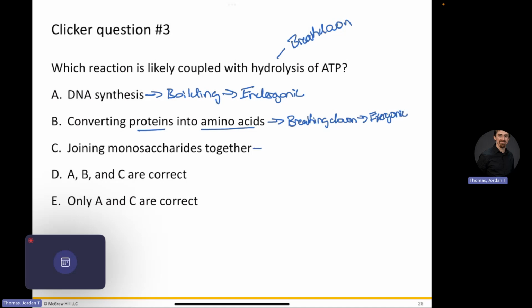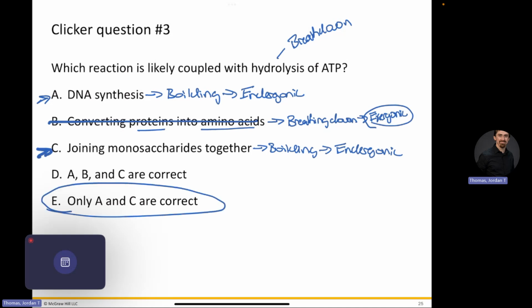If we're joining something together, we are building. And if we're building, again, that's endergonic. Now we can see here again, ATP is always paired with something that is endergonic. So we know A is right, B is wrong because it's exergonic, and C is right. So that means our answer is E.